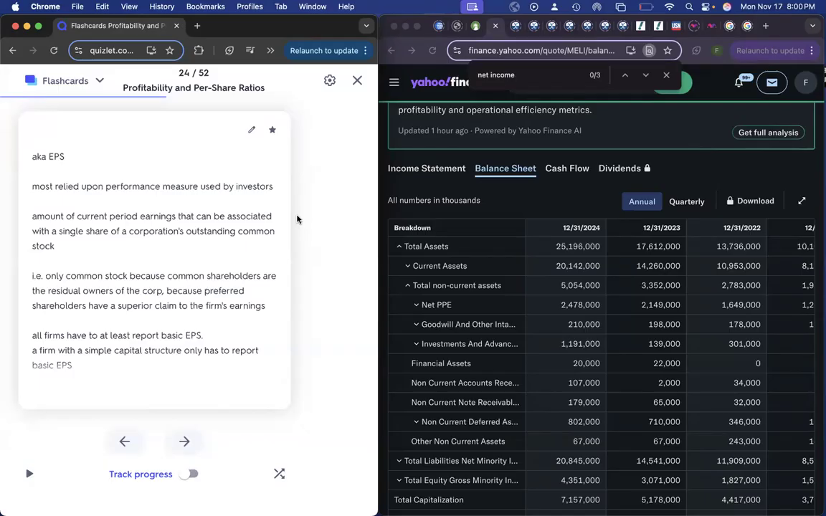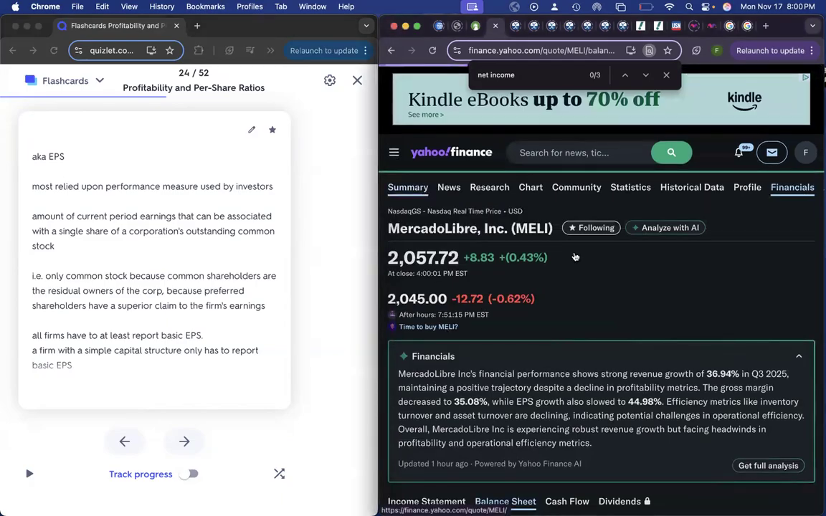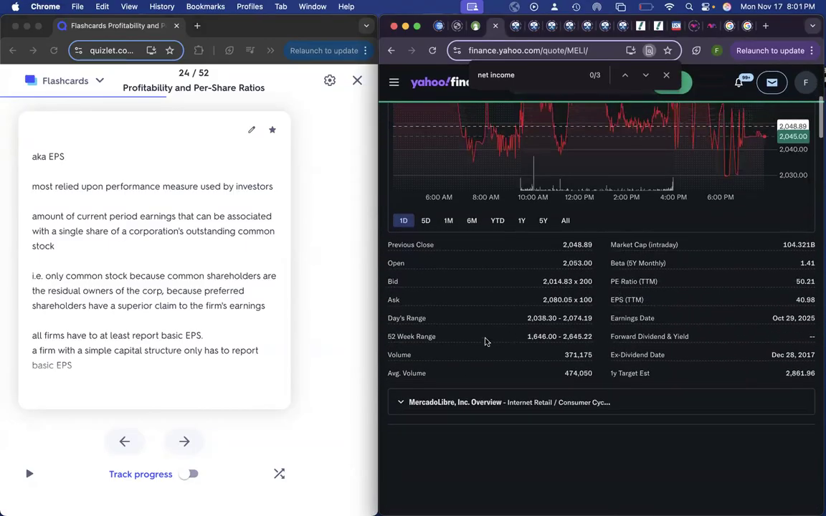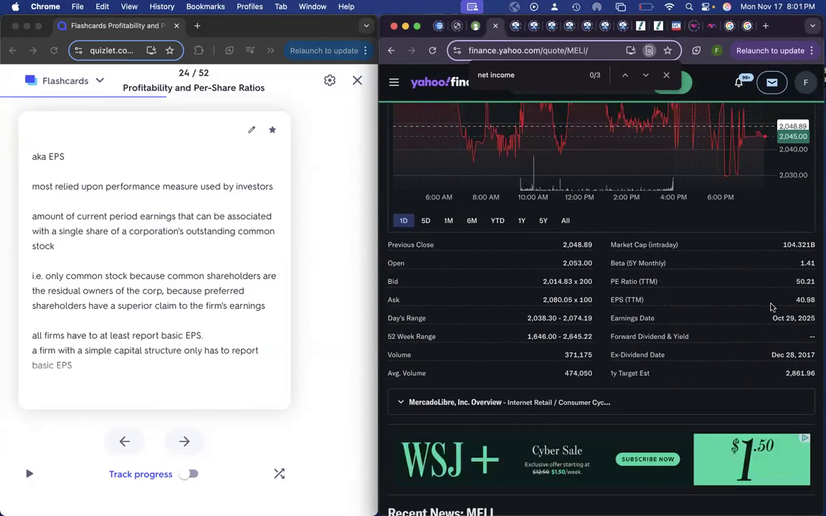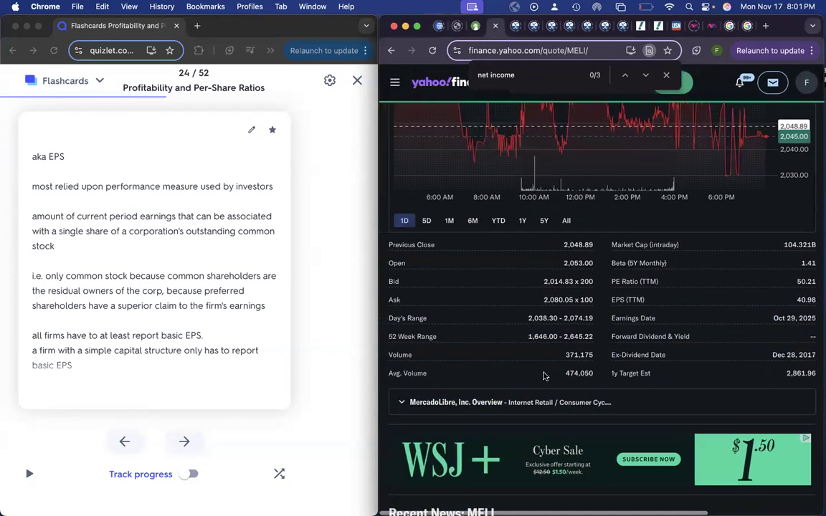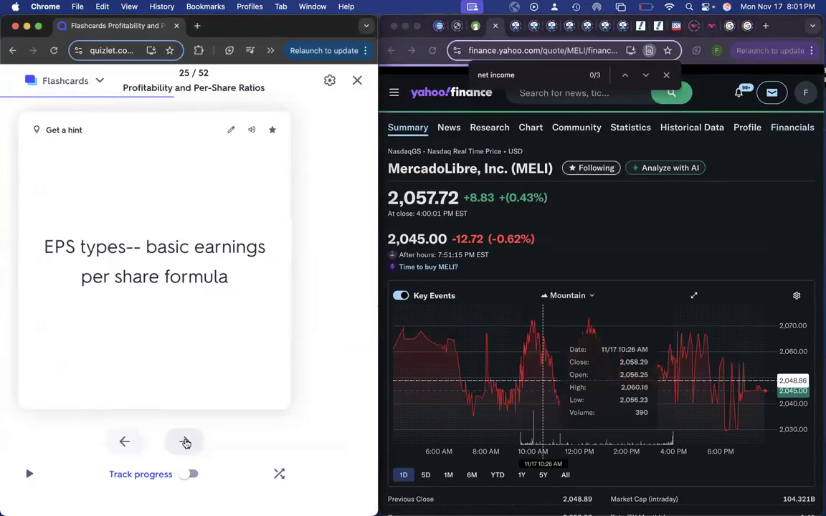All firms have to at least report basic earnings per share, which we'll cover in a second. So a firm with a simple capital structure only has to report basic earnings per share. So if we take a look at Mercado Libre, if we go to the summary page, they should have earnings per share. They have it as 40.98. So that's earnings of about $41 per each share of common stock. So now let's get into how that's calculated.